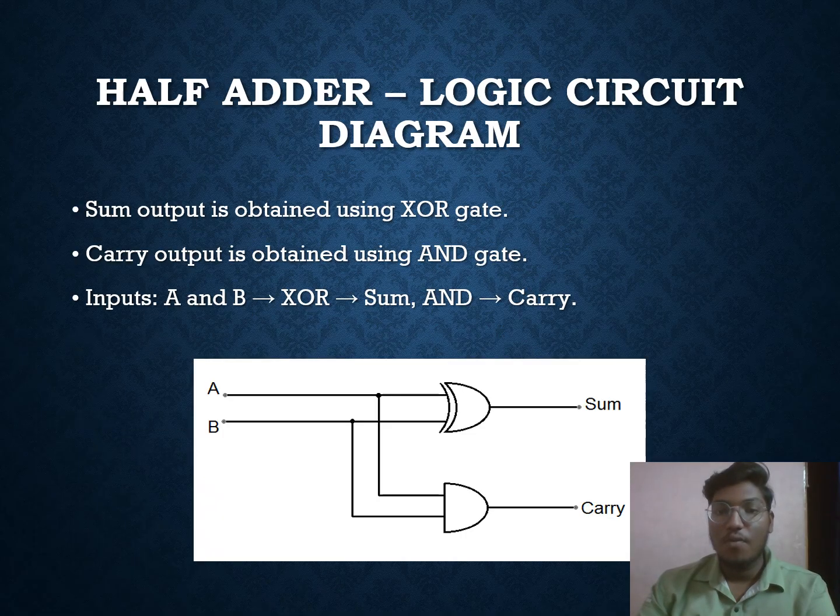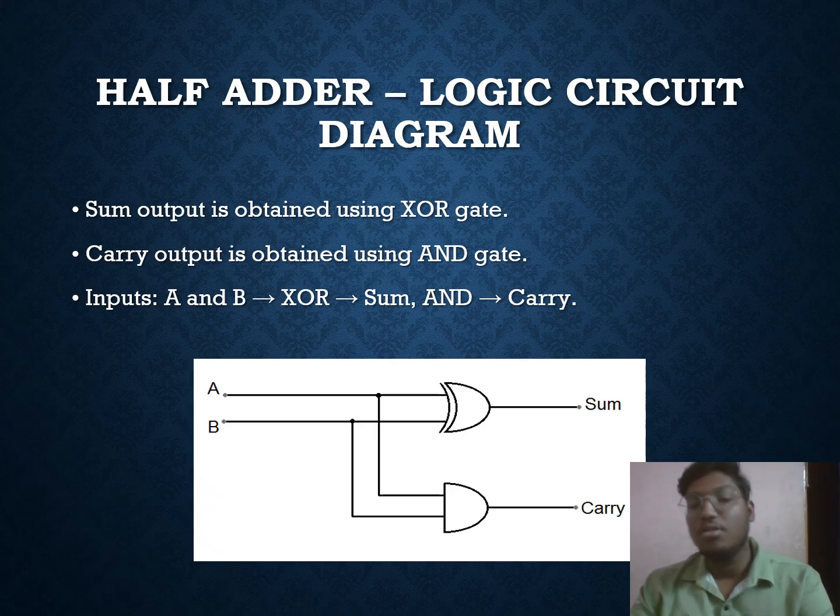Designing of half adder circuit diagram. As we saw above from the logic expression, the sum is obtained by using an XOR gate and carry is obtained by using an AND gate. So by using these two logic gates, we can simply implement the half adder circuit. Giving inputs A and B to the XOR gate and inputs A and B to the AND gate gives the circuit of the half adder.